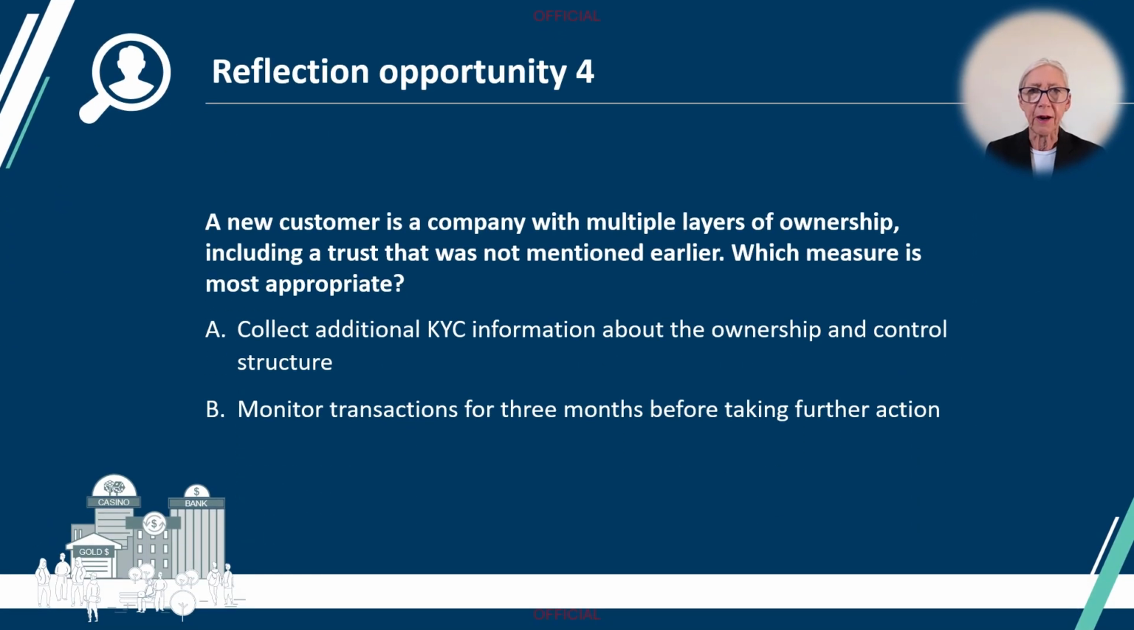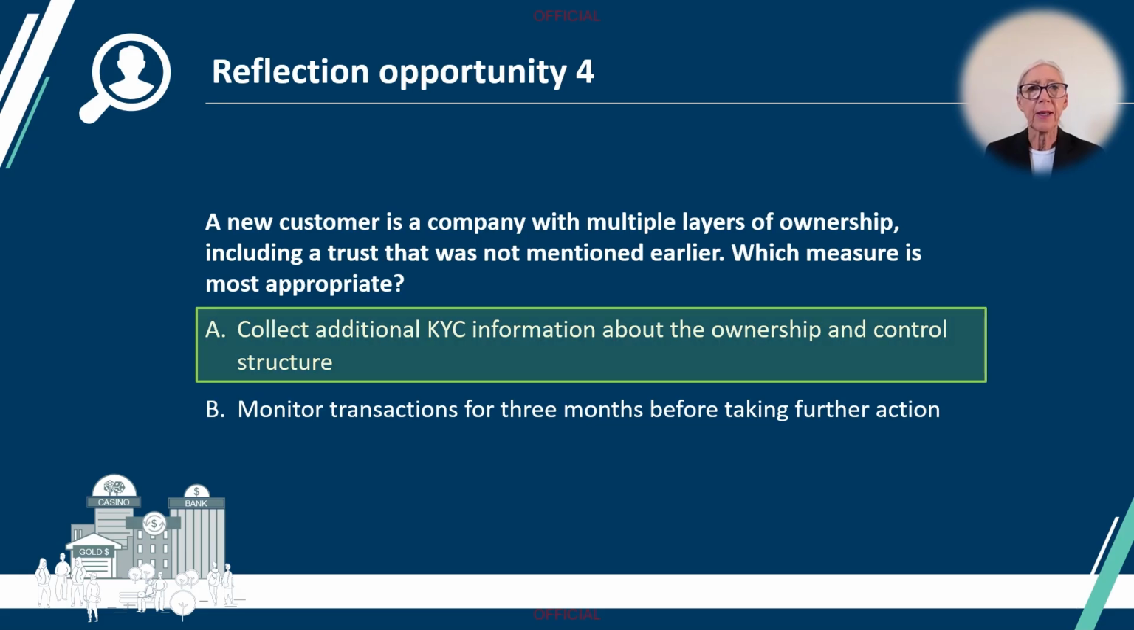Let's look at another scenario. A new customer is a company with multiple layers of ownership, including a trust that was not mentioned earlier. Which measure is most appropriate? Your options are A. Collect additional KYC information about the ownership and control structure, or B. Monitor transactions for 3 months before taking further action. Pause if you need the time and record your answer.